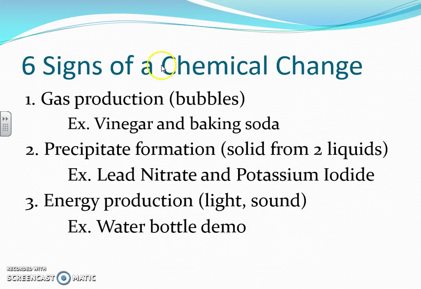So some signs of a chemical change. There are 6. You might see some other lists out there that say 5 or 7. I like 6. So one of them, gas production. Anytime something bubbles, so our Alka-Seltzer tablets or vinegar and baking soda, same thing. Precipitation. I'll have to show you one of these in class. It is not just rain or something like that. So precipitate formation is a sign of chemical change.